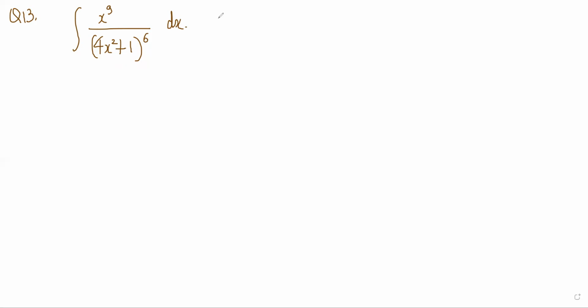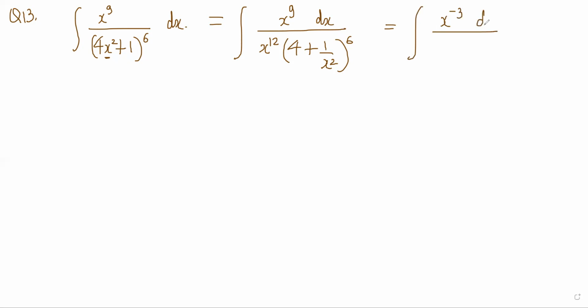So what we will do is we'll divide by some powers of x up and down. And if I take x square outside here, x square outside makes it x power 12 when it comes outside the power 6. And this becomes 4 plus 1 by x square whole power 6, right? And on top is x power 9 dx, correct? So this becomes x power minus 3 dx by 4 plus x power minus 2 whole power 6.